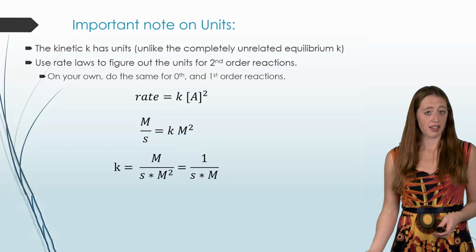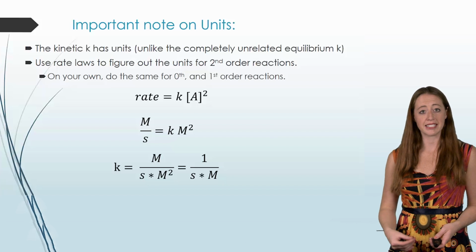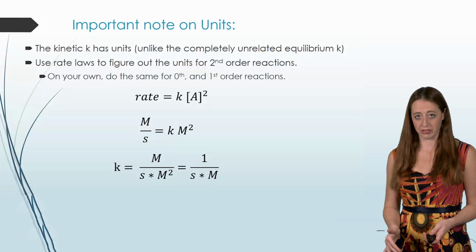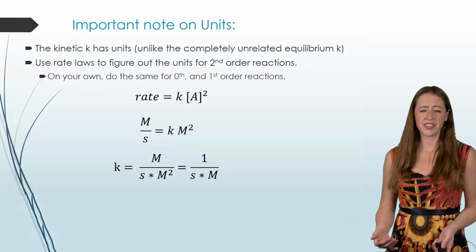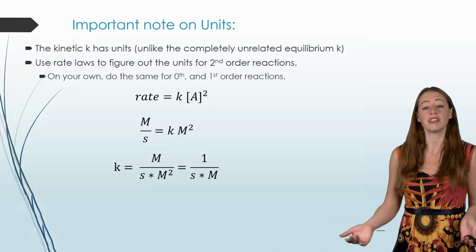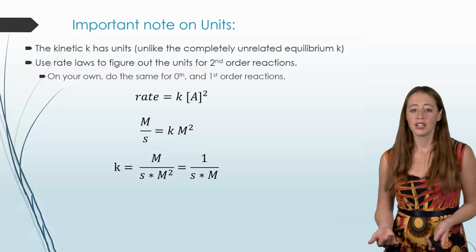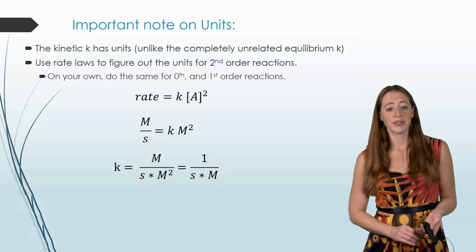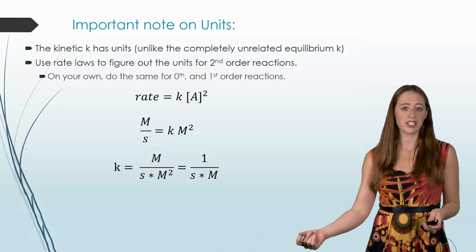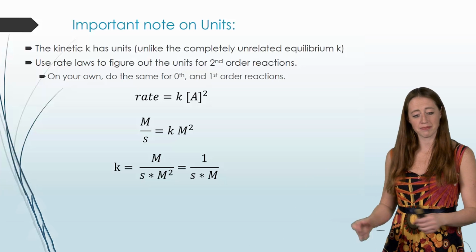We're going to use rate laws to figure out these units because it's going to be different for every single order. We're going to look at second order in this video, and then you'll have some homework examples where you go through and figure out for 0, first, and even a few other orders. So when we look at our rate law, K is going to have to be whatever unit required to match up with our concentrations and our rates.